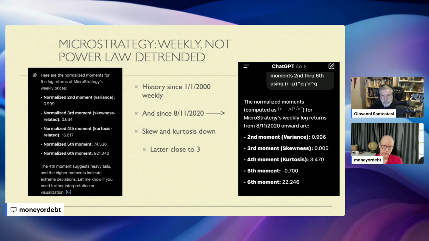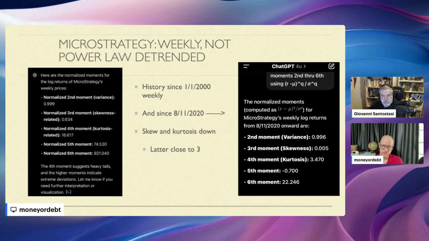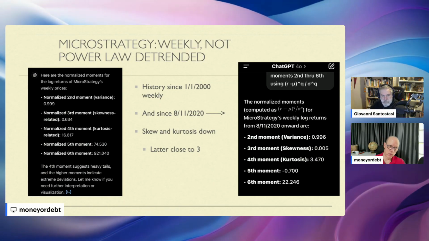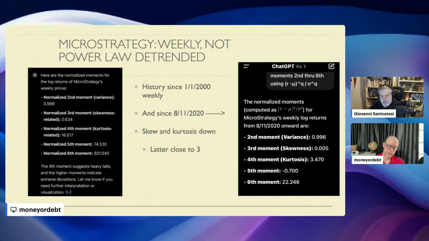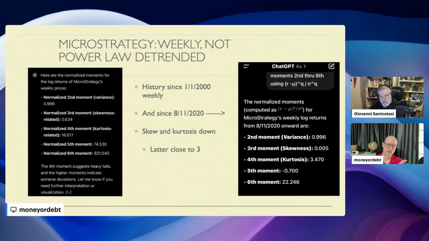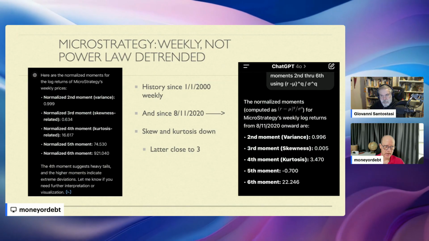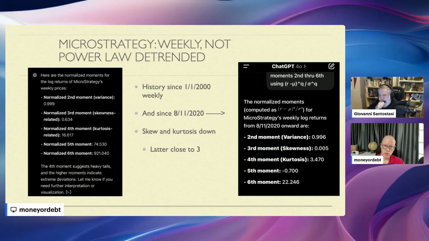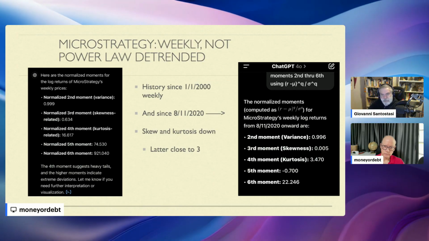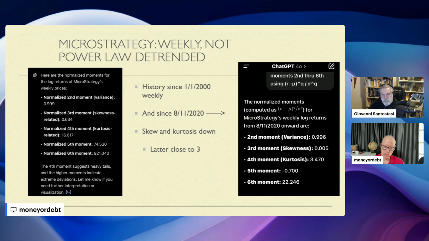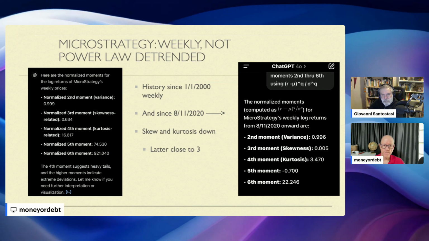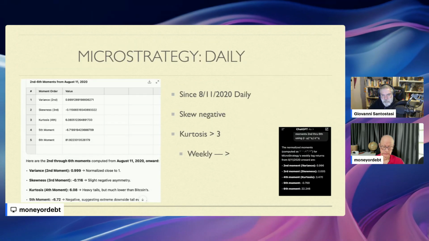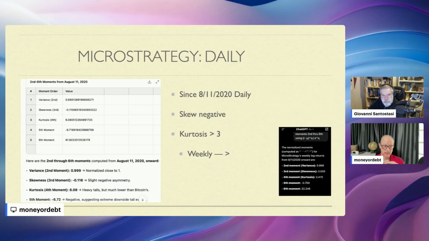But if you look at what's on the left first, nearly the full history, you find very, very high 4th, 5th, and 6th moments. If you look on the right, the post-Bitcoin strategy version of MicroStrategy, the skew and kurtosis are down considerably. The skew goes to 0, and the kurtosis drops by more than a factor of 4. The 5th moment goes slightly negative, and the 6th moment is way down. And in fact, the kurtosis is quite close to 3, which is sort of a normal value.